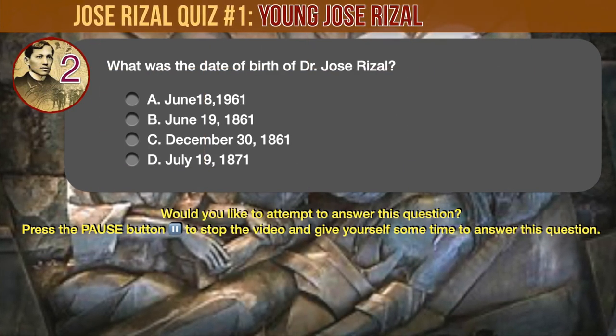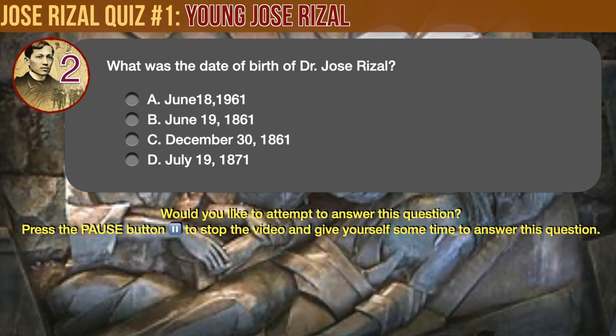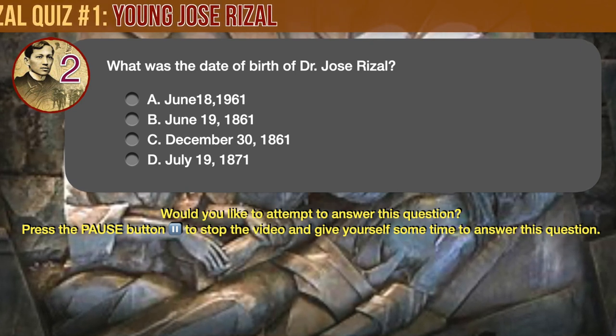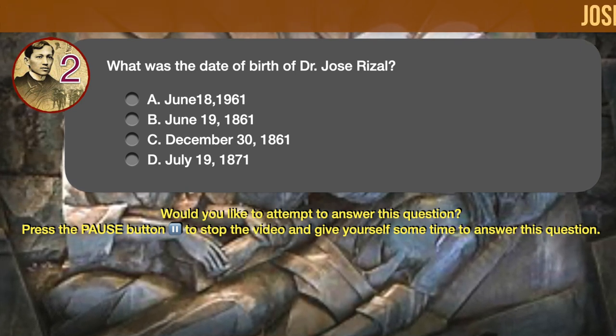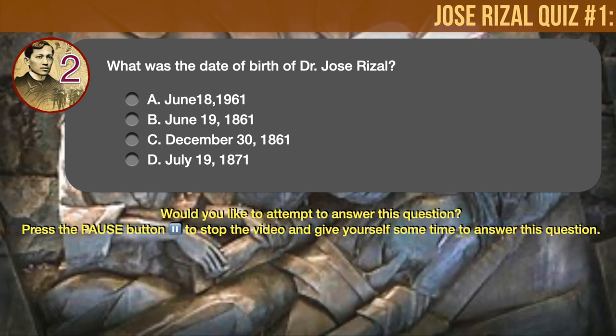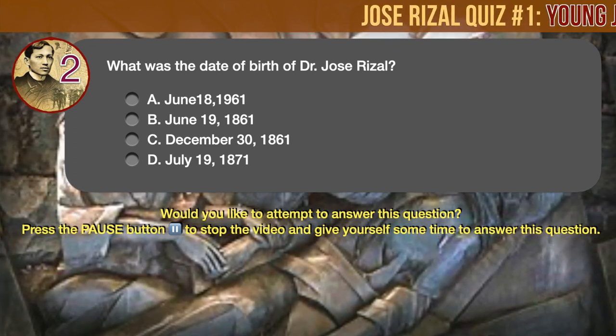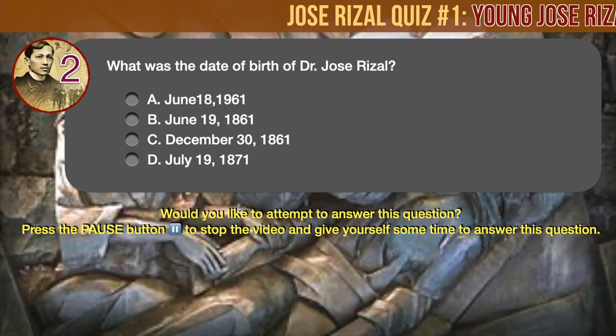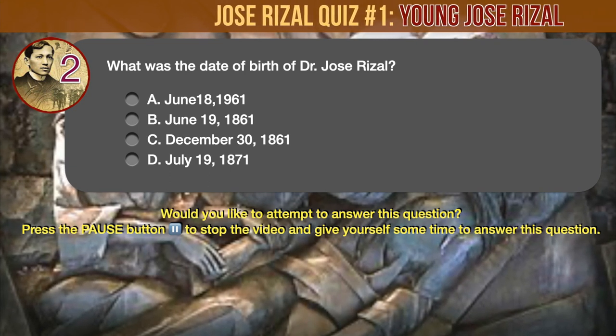Question number 2. What was the date of birth of Dr. Jose Rizal? A. June 18, 1961. B. June 19, 1861. C. December 30, 1861. D. July 19, 1871.